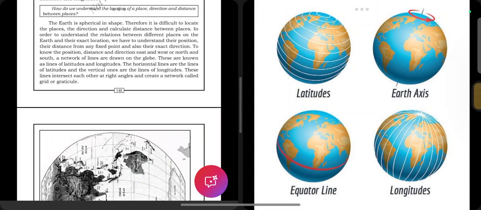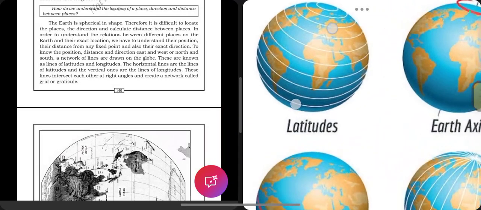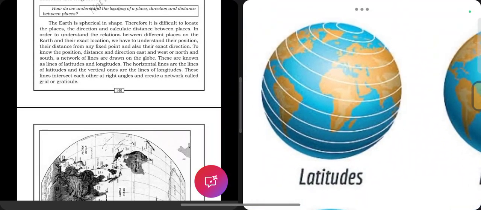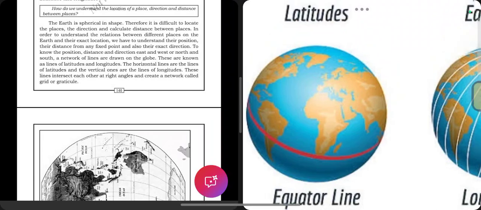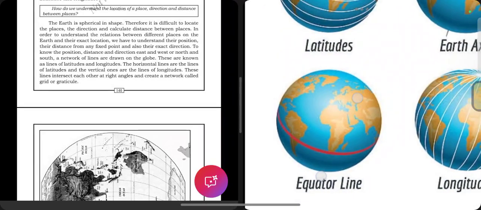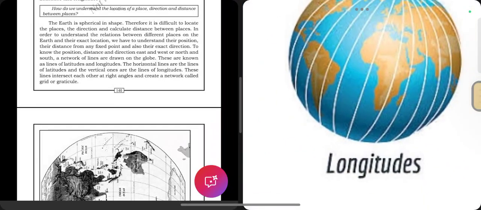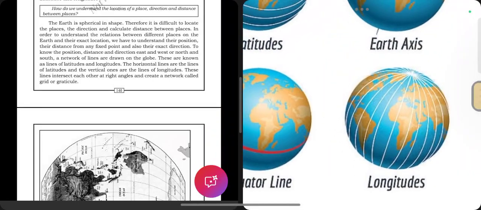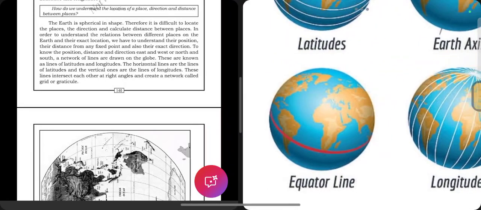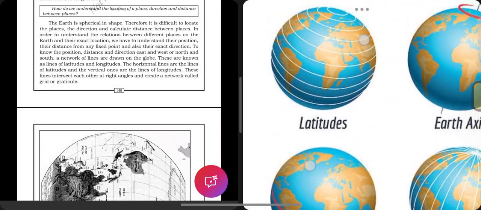Latitude you can see here, these complete circles, that's called latitude. This is the equator. The equator will divide the earth into two parts. So these are all the longitudes, from the North Pole to the South Pole or South Pole to North Pole. They will not divide the earth into two parts, but each is a half circle. Latitudes are complete circles.